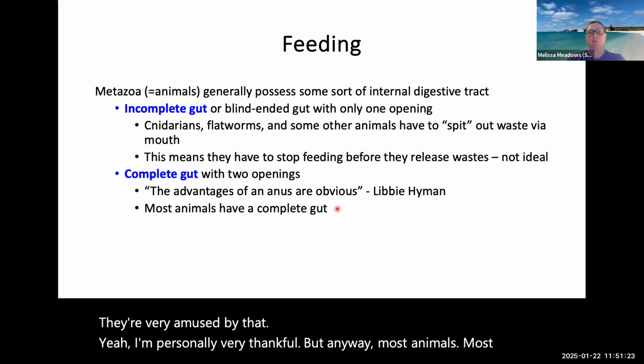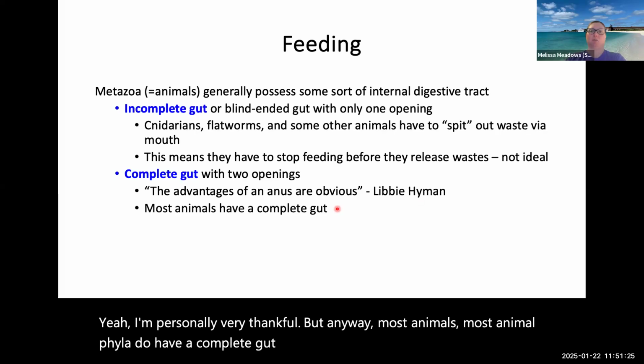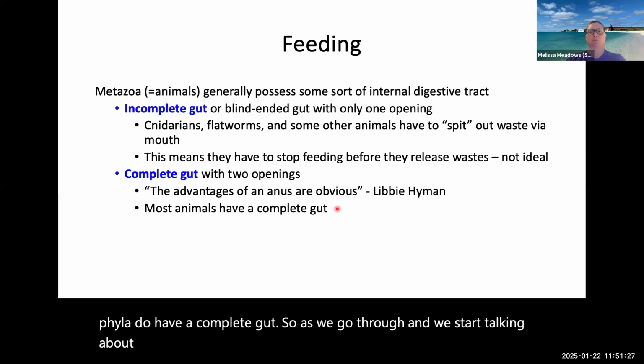But anyway, most animal phyla do have a complete gut. As we go through and start talking about the phyla, this will be one of the characteristics that we mention.